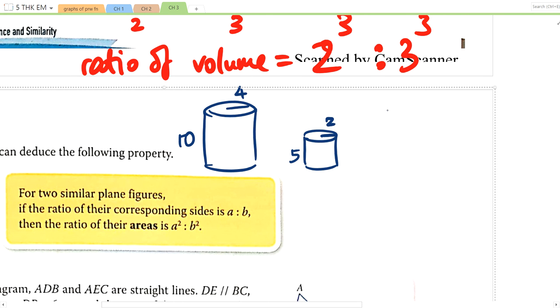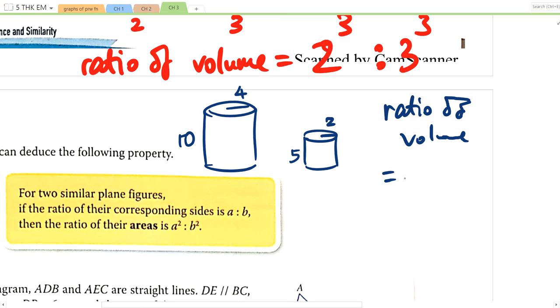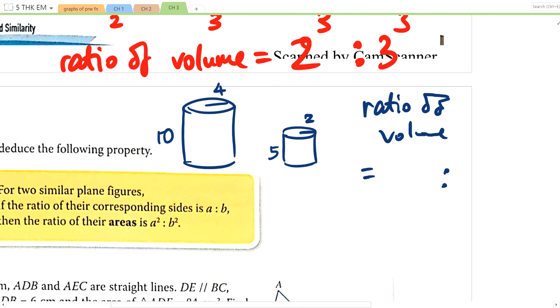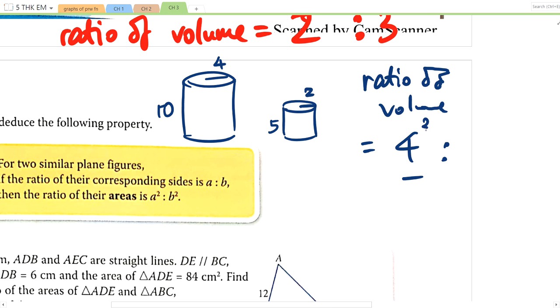What is the ratio of volume? 4 square times 4 what? 4 cube times 10. 4 cube to 2 cube. Really? Really? Let's find out. I thought times 10. Okay, wait.